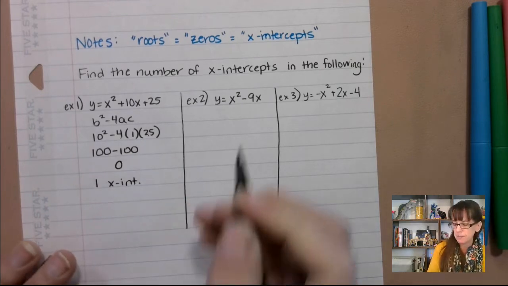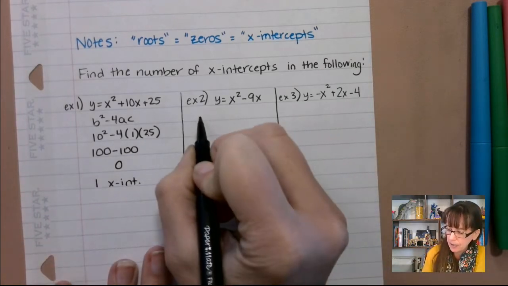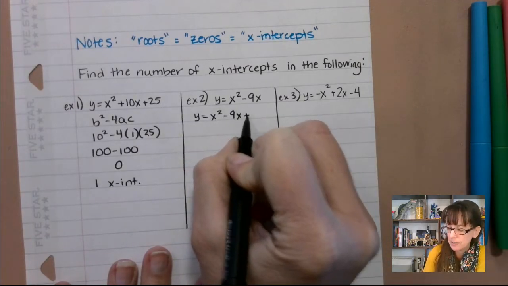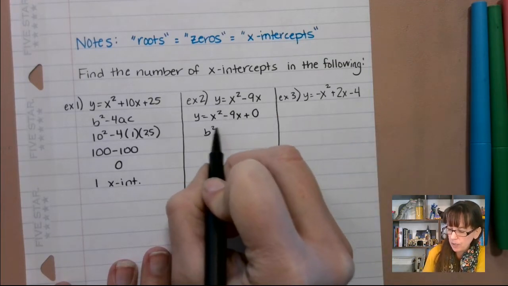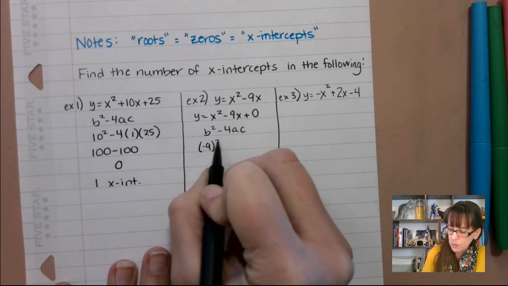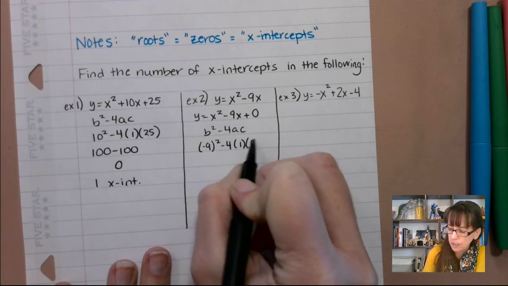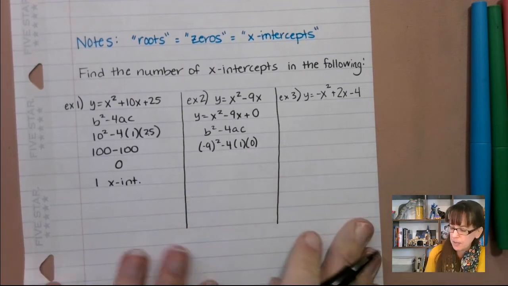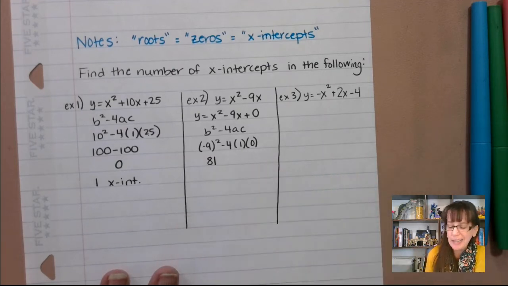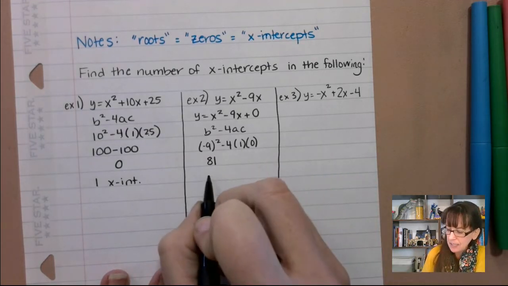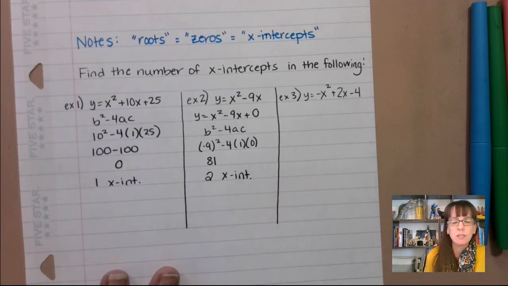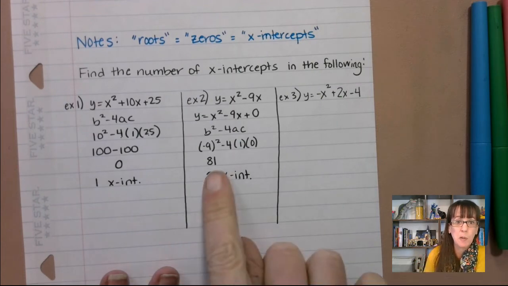1 x-intercept. Over here, I see I'm going to need another placeholder. I have y equals x squared minus 9x, and then I'm missing my c term, so plus 0. All right, b squared minus 4ac. b is going to be quantity, negative 9 squared minus 4 times 1 times 0. Negative 9 squared is going to be positive 81. Minus 4 times 0, which is just 0. So 81 is our discriminant. That means that we're going to have 2 x-intercepts because it's going to cross the x-axis 2 times because this is positive.